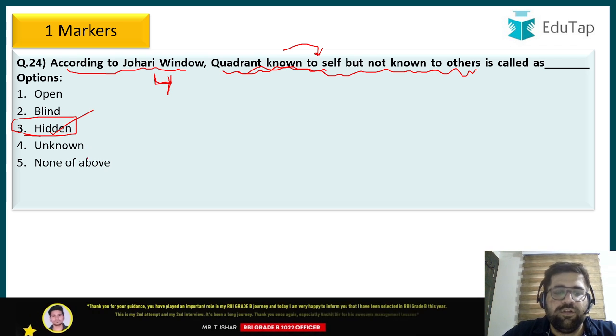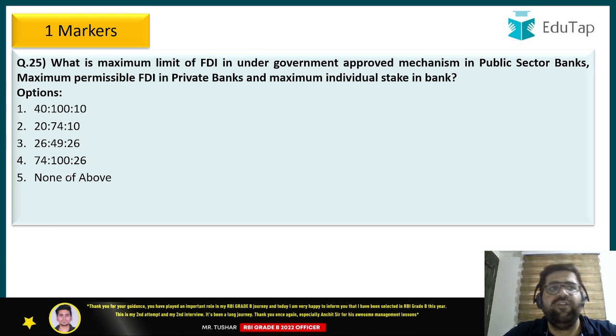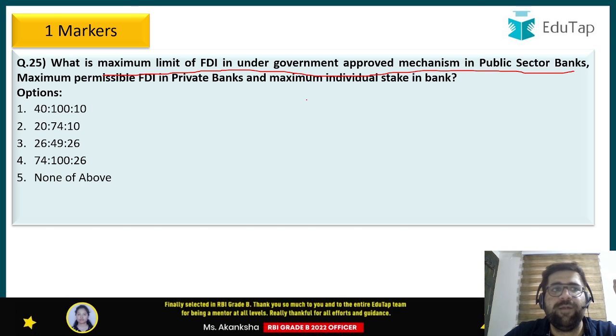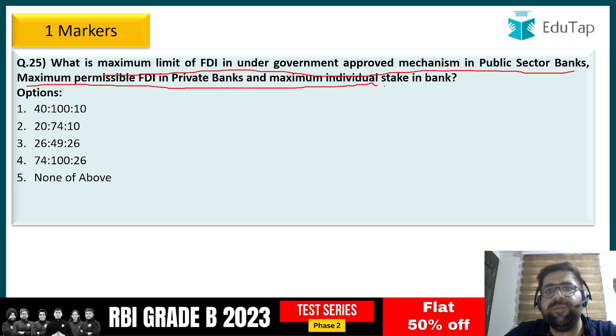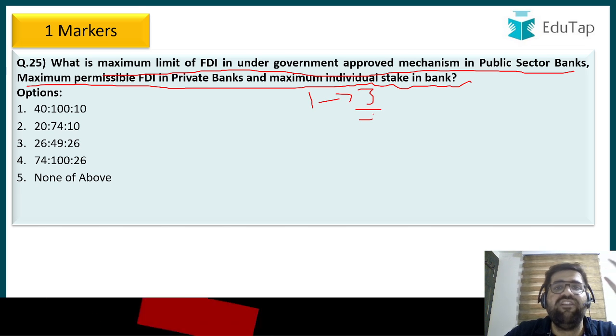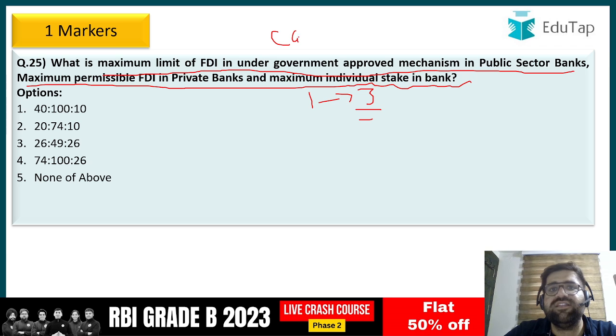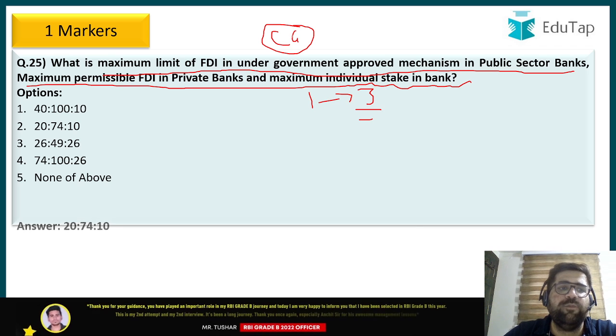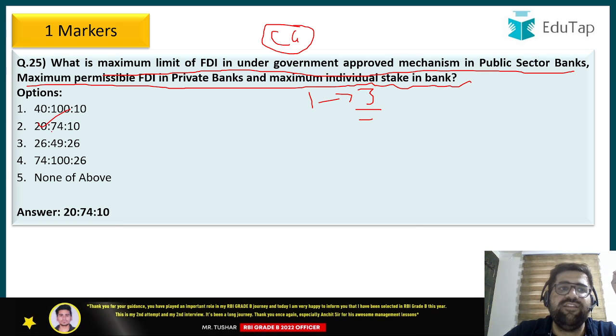Okay, chaliye. Now let's move ahead to question number 25. What is the maximum FDI limit under the government approved mechanism for public sector banks, maximum permissible FDI in private banks, and maximum individual stake in banks? So here in one question RBI is checking 3 different facts. Now those who have attended the classes of corporate governance in banking sector, which is a chapter of your finance, could have easily answered this question. The correct answer will be option B, that is 20, 74 and 10.